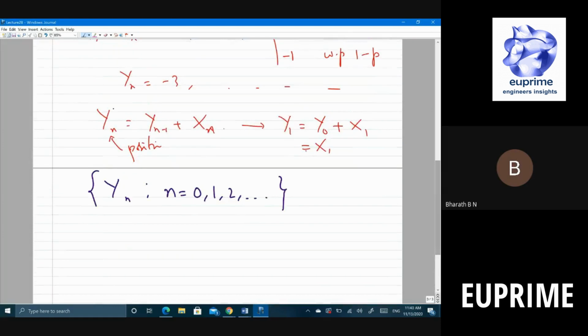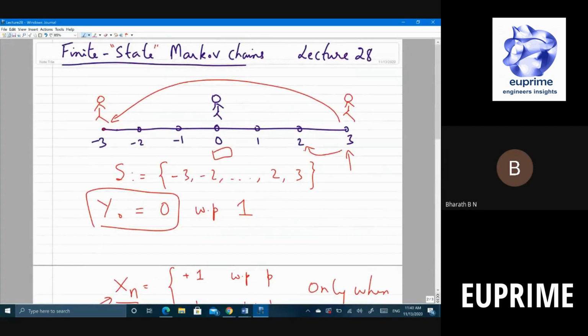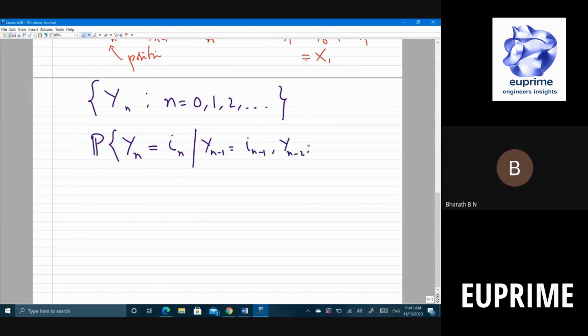See, Yn given Yn minus 1. The future state, the immediate future state that you will be in, is independent of all the past given the current, right? For example, suppose I come here. The chances that I come here, given the previous states, depend only on the immediate previous. So the probability of Yn equal to some state in, given Yn minus 1 was in minus 1, Yn minus 2 was in minus 2, etc., down to Y1 was I1, because Y0 is anyway 0 with probability 1, so I need not even condition on that. This chance depends only on the immediate neighbor.